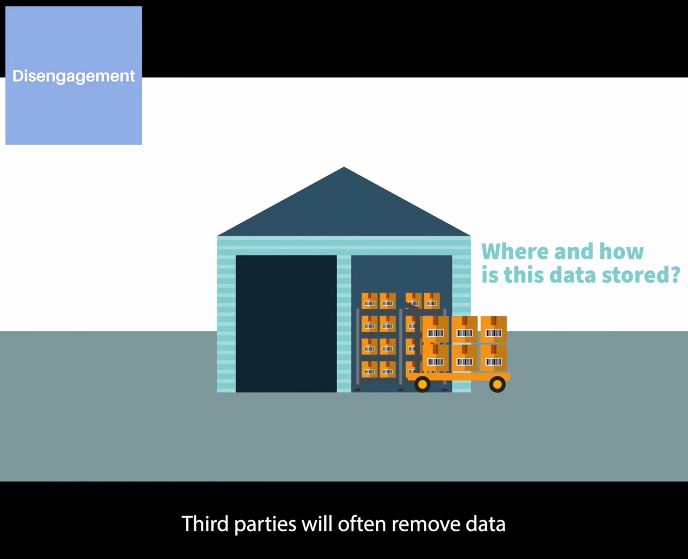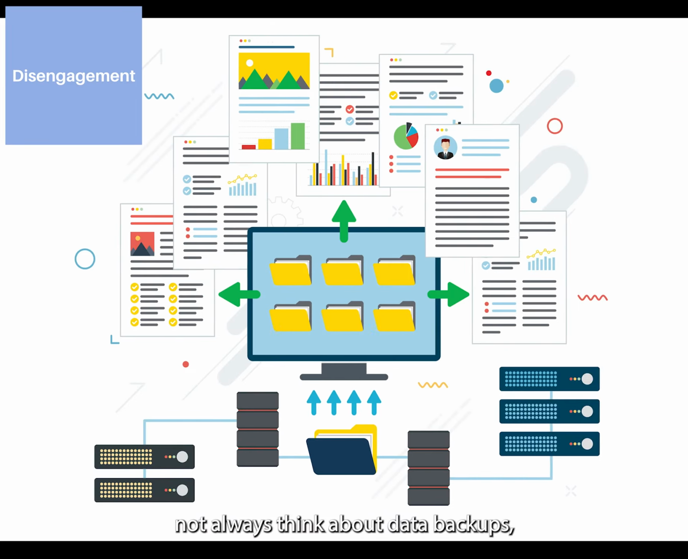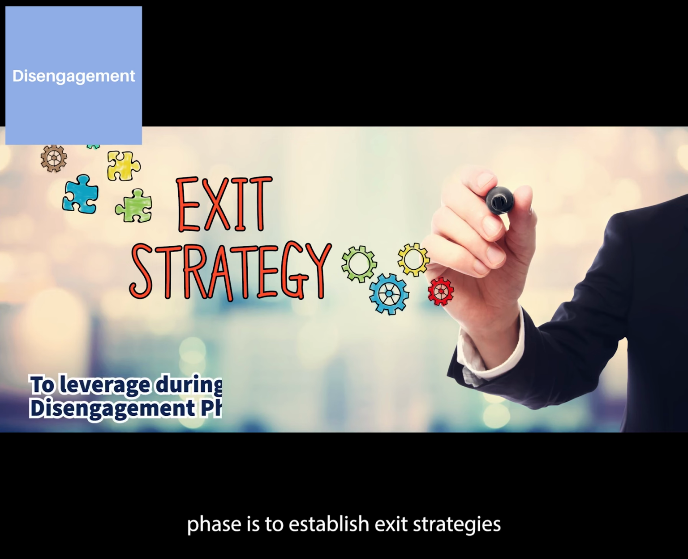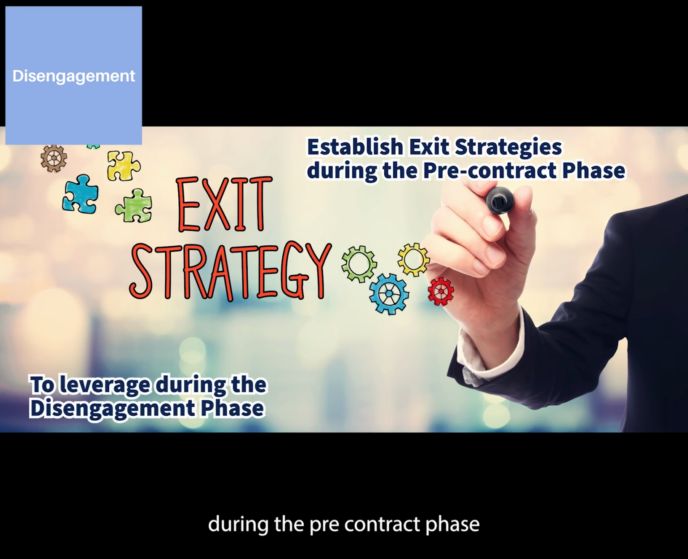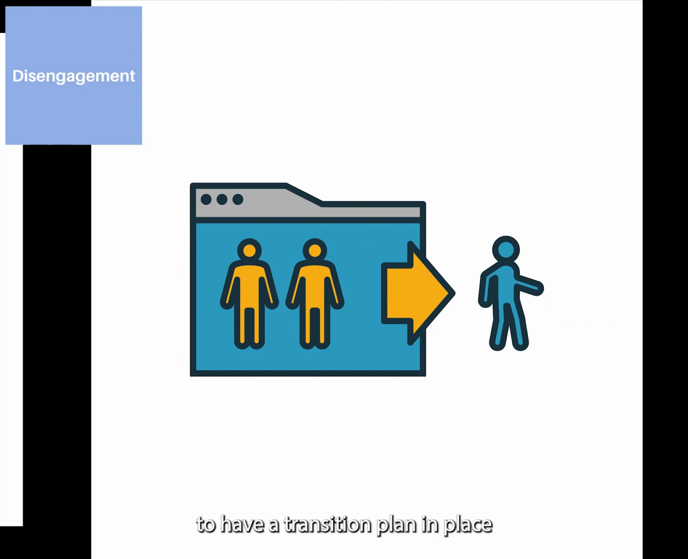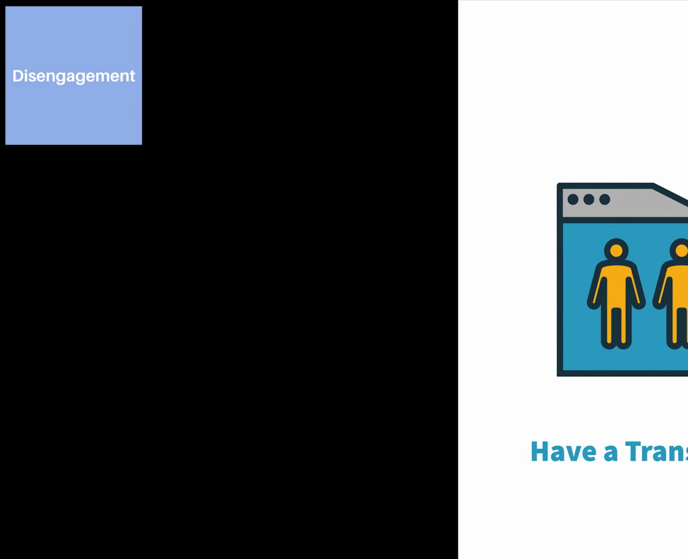Also ask where and how the data is stored. Third parties will often remove data from databases. However, they do not always think about data backups, emails, SharePoint files, or other storage mediums. Another process enhancement for the disengagement phase is to establish exit strategies during the pre-contract phase to leverage during the disengagement phase. If the third party supports a critical function of your business, it is a good idea to have a transition plan in place before entering into an agreement with the third party.